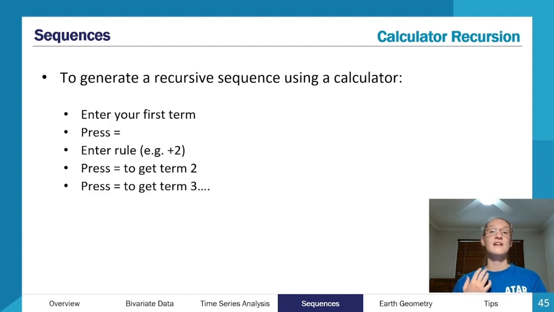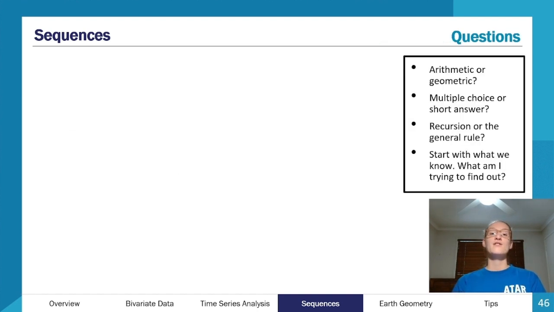Another important thing, you can actually generate a sequence using your calculator, and that's again using recursion. That's really important if you want to quickly answer a multiple choice question or if you want to check your work. So to make your calculator generate a sequence, you enter your first term. With our 2, 4, 6, 8, 10 example, our first term, T1, would be 2. So you'd enter the number 2 in your calculator and then press equals and then enter your rule, which in our case would be plus 2. Then I press equals, which gives me 4, which is term number 2. I press equals again and it gives me term number 3, which is 6. Again and it gives me term number 4, which is 8. So by entering the number, pressing equals and then applying the rule, your calculator will realize that you want to generate a sequence, so it will follow that pattern.